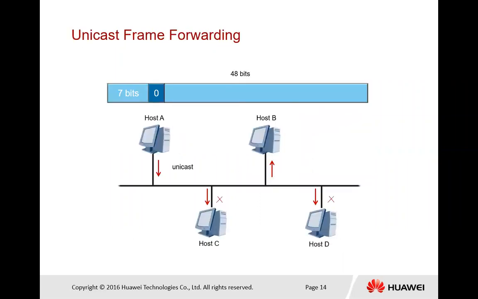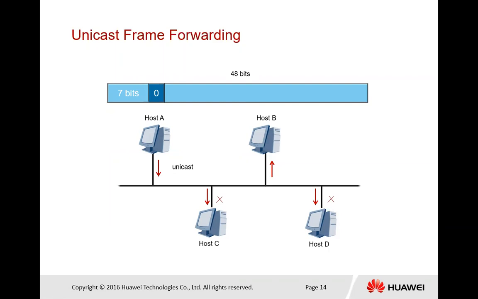Then after this, we have the unicast frame format. Again, it is 48 bits and 7 bits, this and this. So MAC address also has 3 types: unicast, multicast, and broadcast. So unicast, that means we are talking about one-to-one communication.